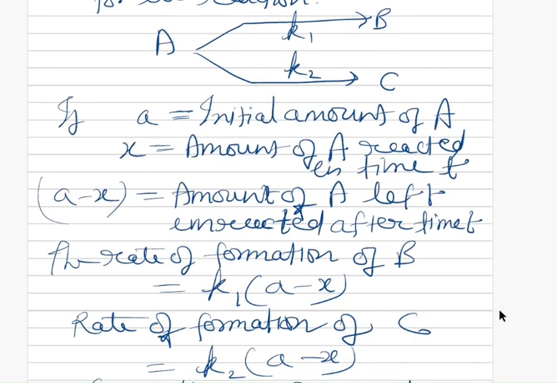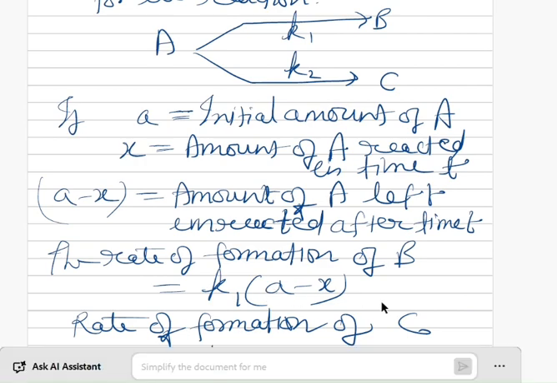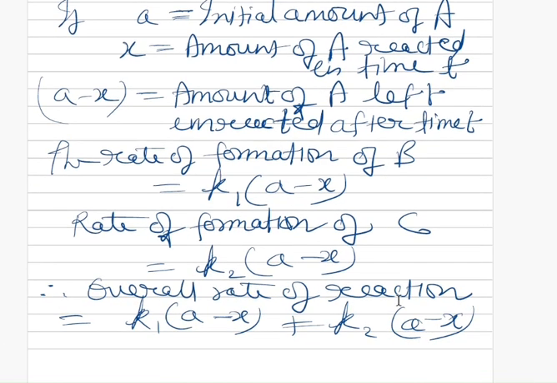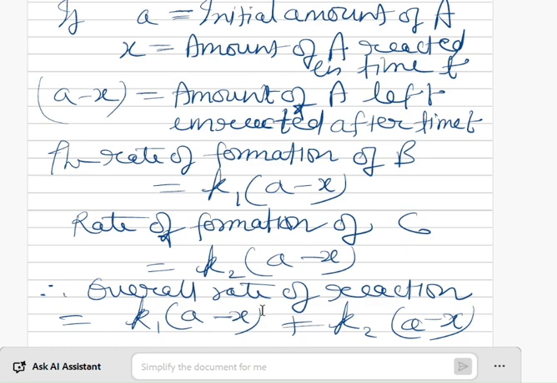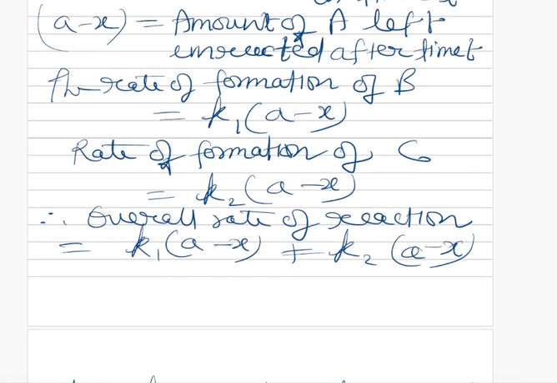The rate of formation of B is equal to k1 into (a − x), and the rate of formation of C is equal to k2 into (a − x). So the overall rate of reaction is equal to k1 (a − x) + k2 (a − x). Means adding both the rates, we are getting the overall rate of the reaction.